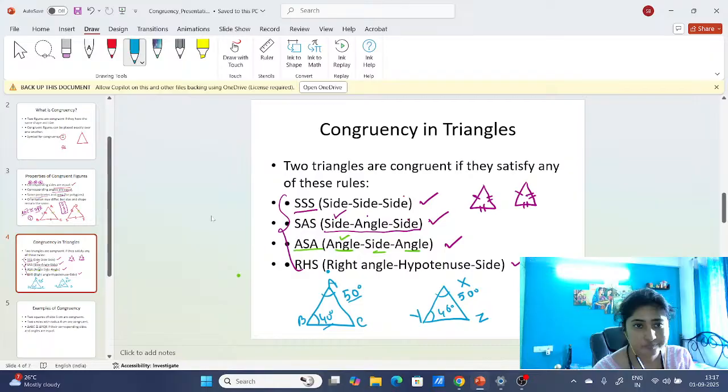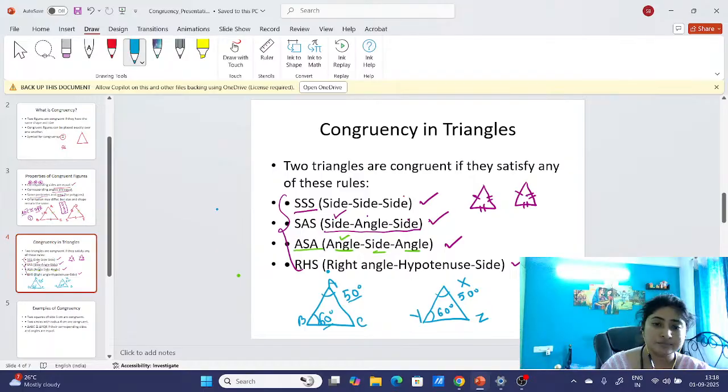Otherwise, you all know, right? The sum of three angles is 180 degree in a triangle. So let's change this. Let's make it 60 degree. So here suppose angle B is 60, here also angle B is 60 degree. Okay, so let us check if it is satisfying the criteria ASA.